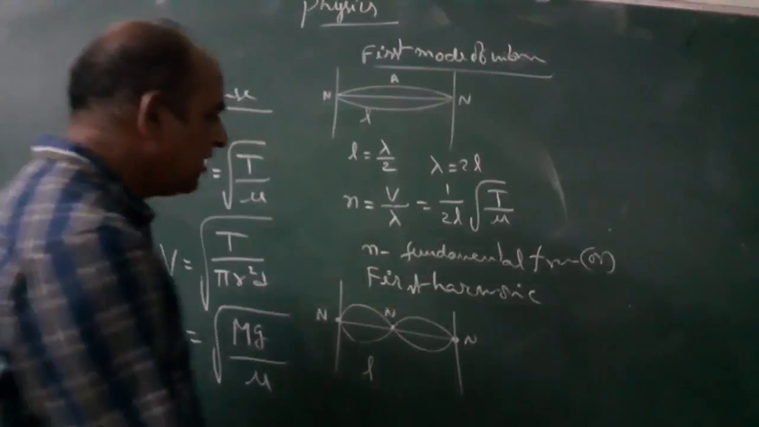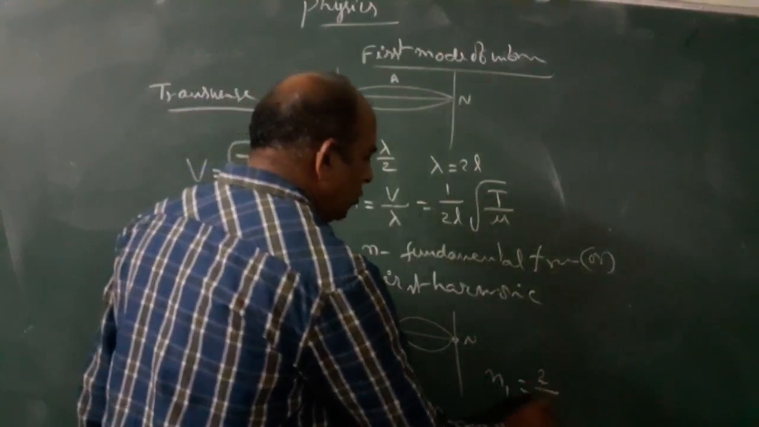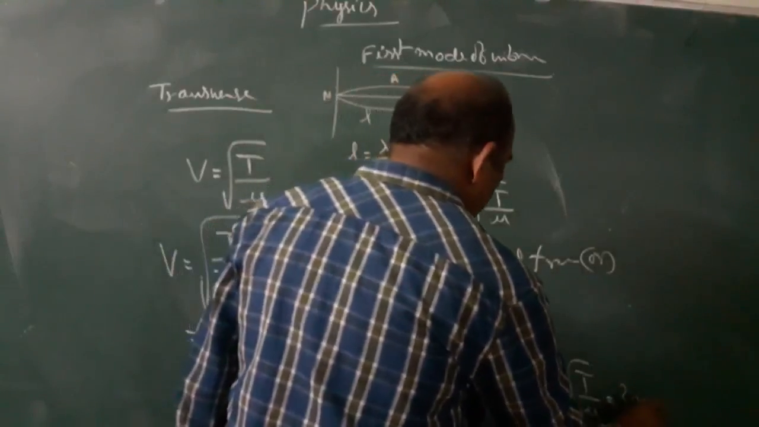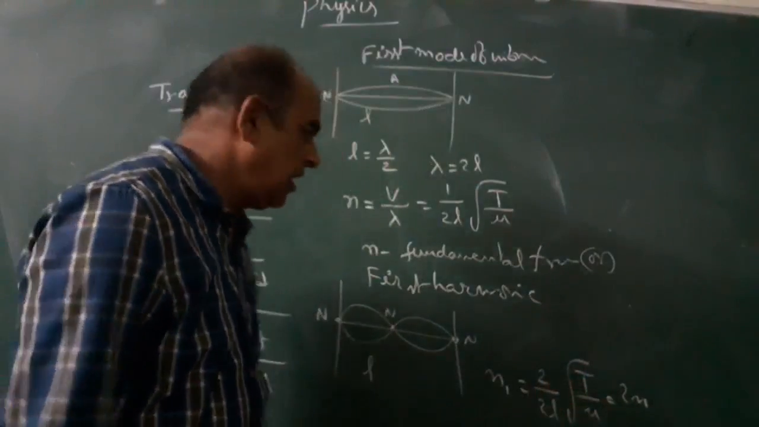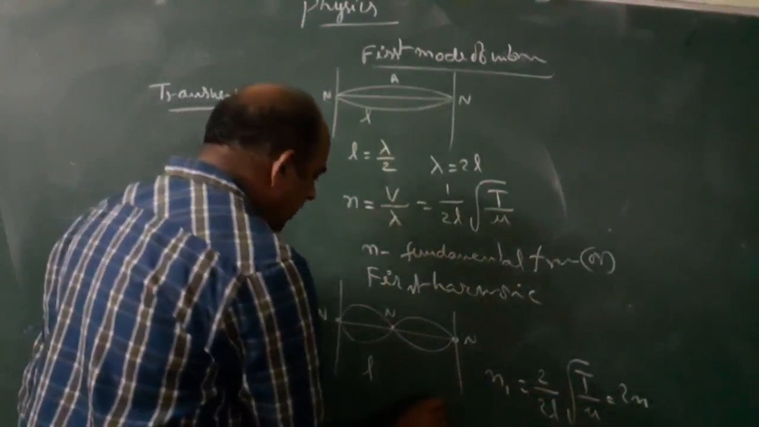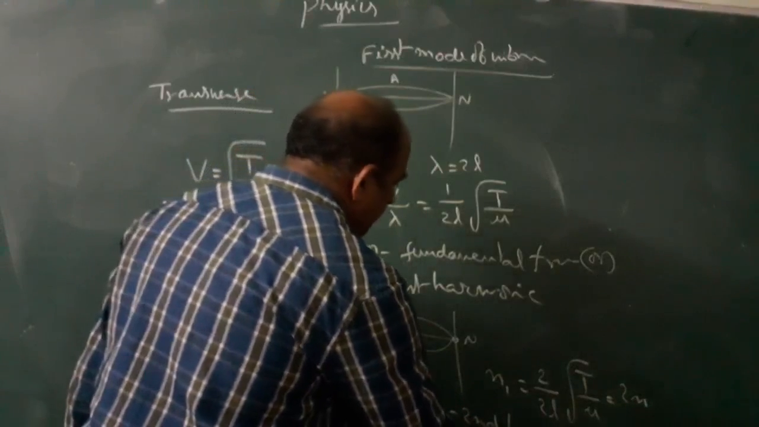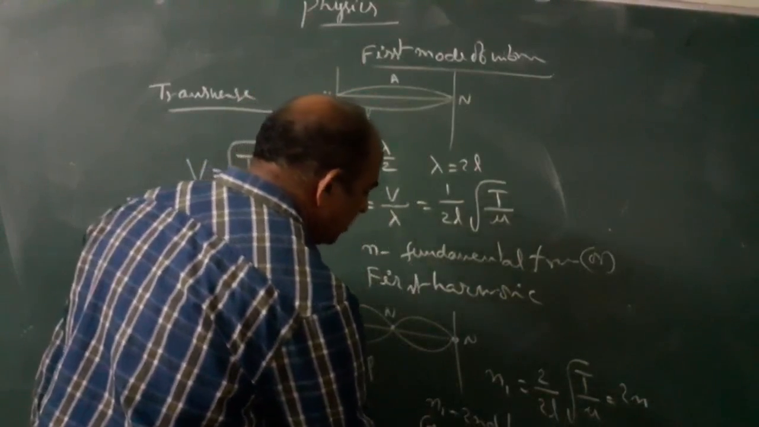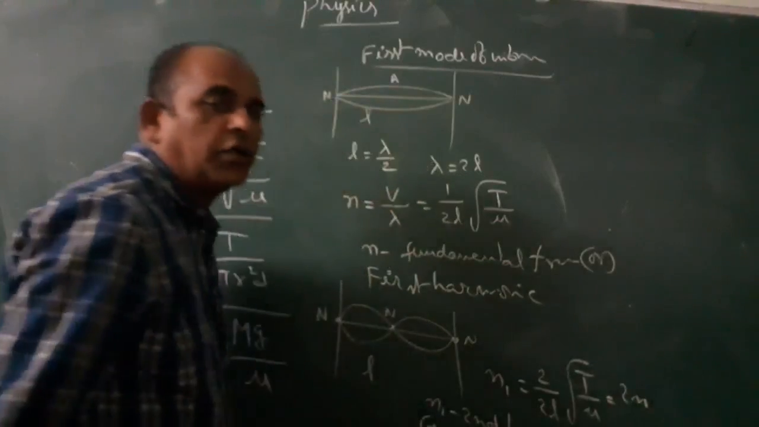In this case, the frequency N1 is equal to 2 by 2L root of T by mu, that is equal to 2N. So the frequency is double the fundamental frequency, and this N1 is known as the second harmonic or first overtone. It is called the first overtone.